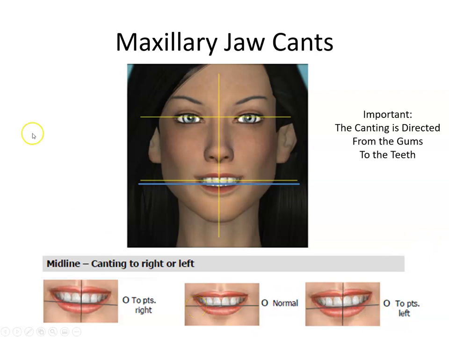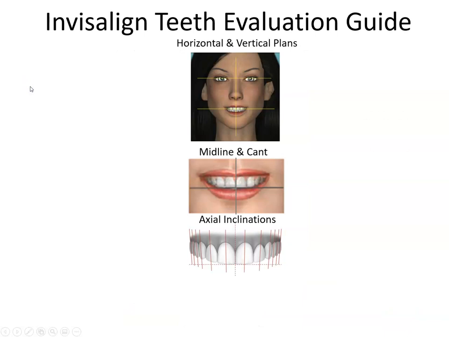Now, moving forward, we're going to take a look at our evaluation guide, and up to here, we have everything. Now we're going to be adding the cant, and the cant is actually in the second photo. As we did with the dental midline, we see that there's a line across for the cant, so we don't need to add anything to our evaluation guide.